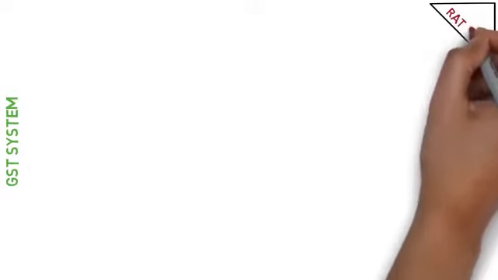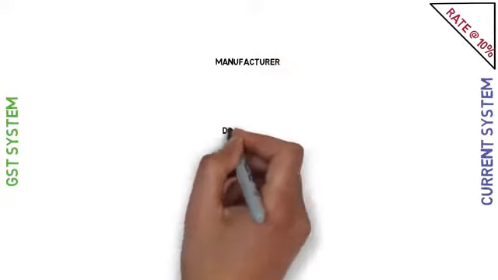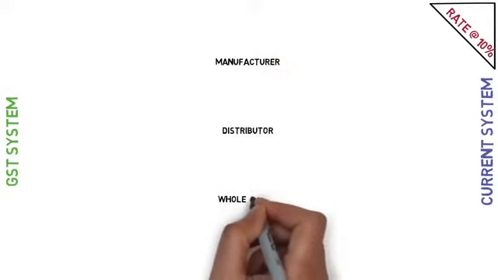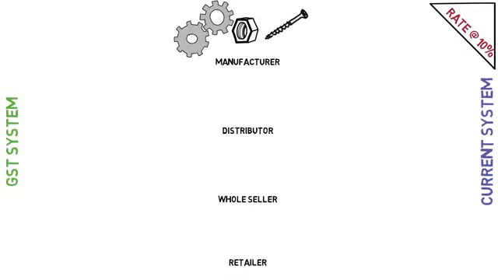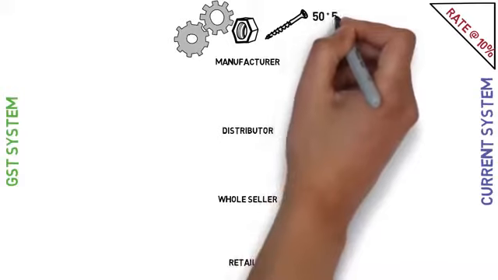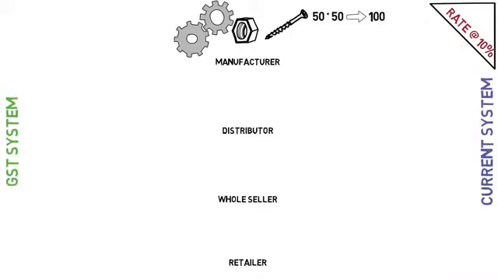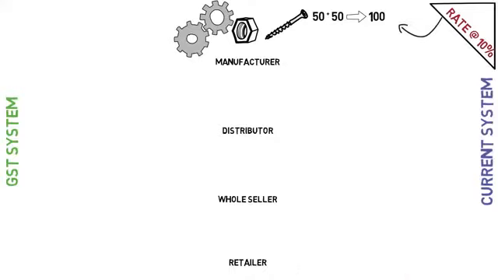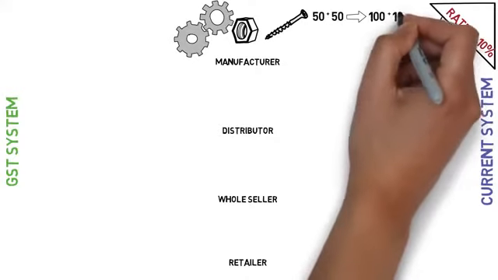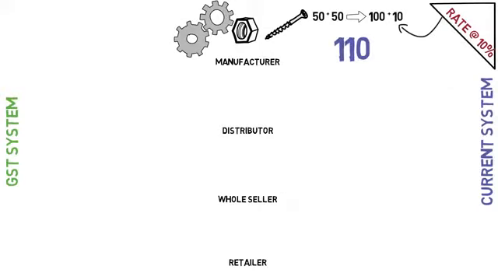I'll explain this with a simple example. Consider a simplified tax rate of 10% at each level. There are generally 4 levels: manufacturer, distributor, wholesaler and retailer. The manufacturer buys raw material of, let's say, 50 rupees, and manufactures the product, which adds 50 rupees value to it. So the product becomes 100 rupees. And for selling this product, he needs to pay 10% tax, which is 10 rupees. So the cost of the product for the distributor is 110 rupees.